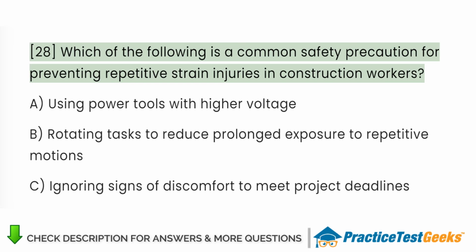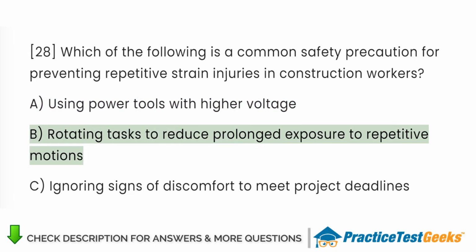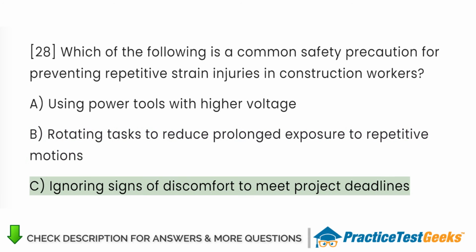Which of the following is a common safety precaution for preventing repetitive strain injuries in construction workers? A. Using power tools with higher voltage. B. Rotating tasks to reduce prolonged exposure to repetitive motions. C. Ignoring signs of discomfort to meet project deadlines.